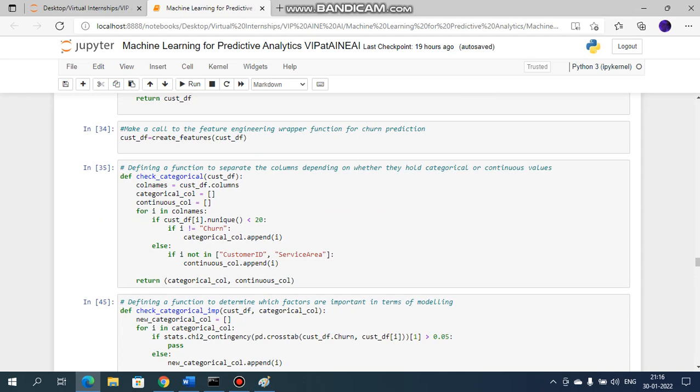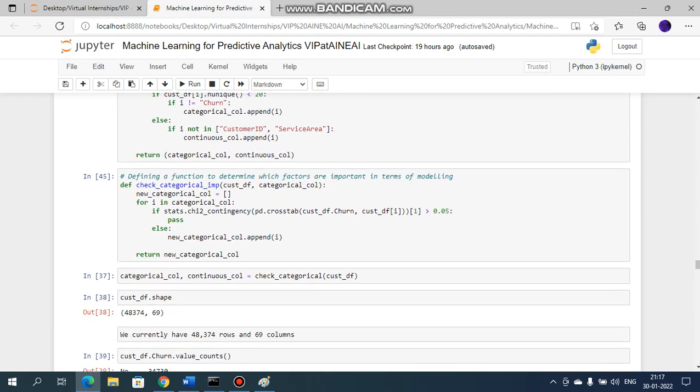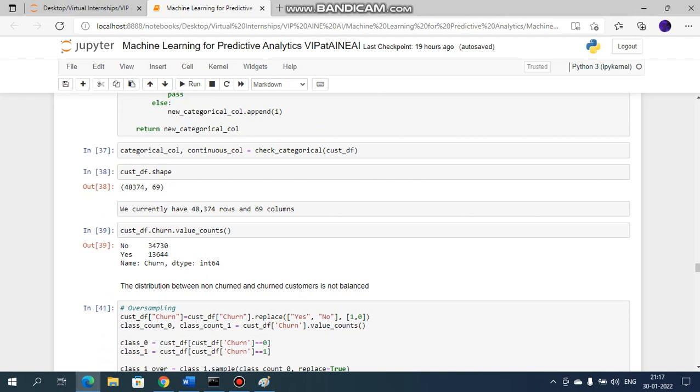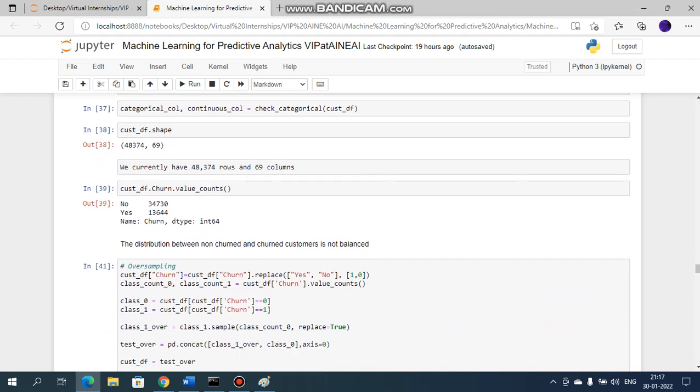Then we define a function to separate the columns depending on whether they hold categorical or continuous values. Then we define another function which uses the chi-square test to help us determine which factors are important in terms of modeling. We currently have around 48,000 rows and 69 columns. We have around 34,000 customers who did not churn and the data of 13,000 customers who did churn. Thus, our data is imbalanced.